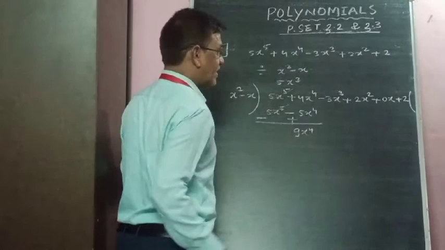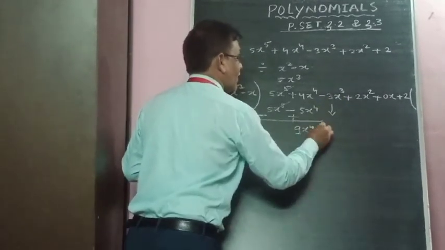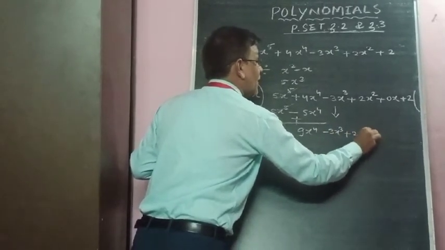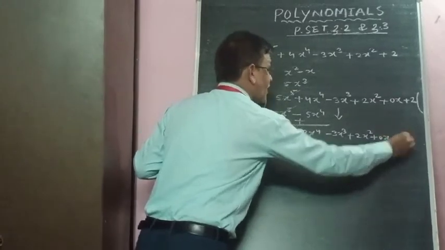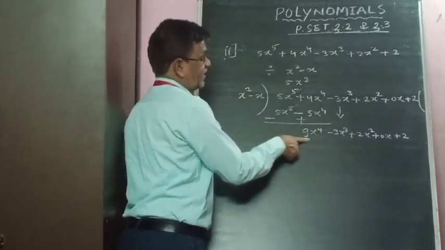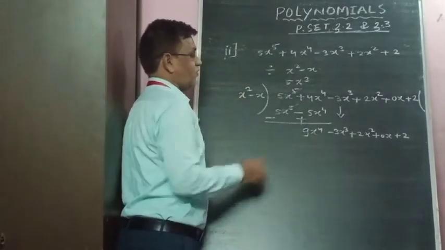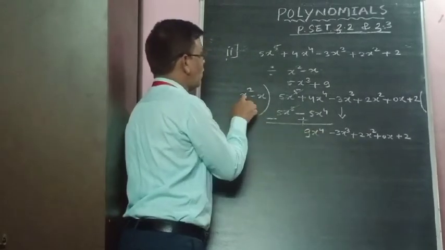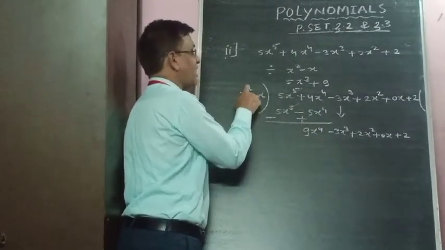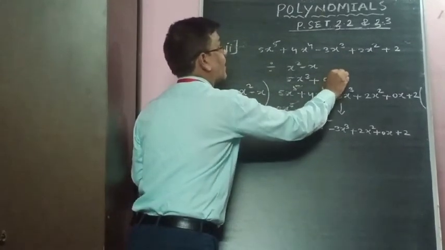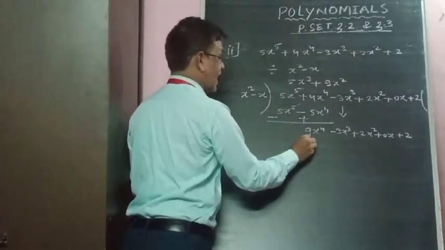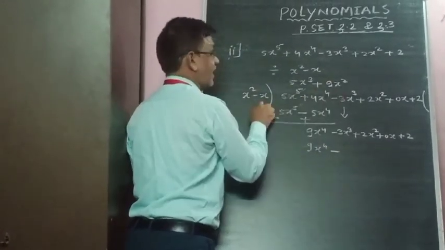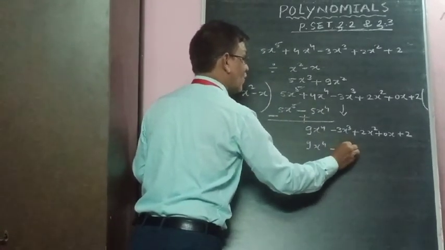Now take the remaining terms below: minus 3x^3 plus 2x^2 plus 0x plus 2. Again see, the first term is 9x^4 and you have only x^2, so first you take plus 9 here. Now x^4 is there and you want x^4, but here only x^2 is there, so you have to multiply by x^2 here. 9x^2 into x^2 is 9x^4. Minus 9x^2 into x is 9x^3.